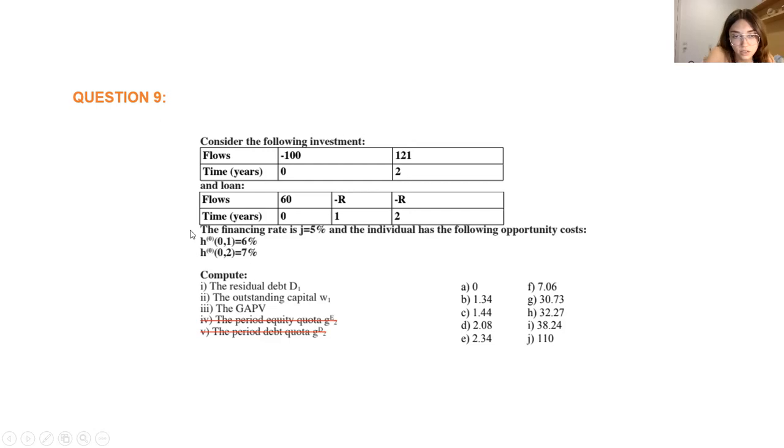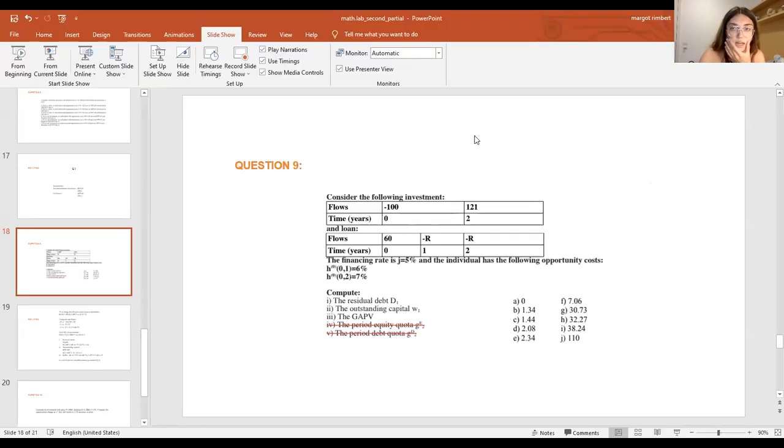So technically, yes, you could compute the opportunity cost from 1 to 2 and then go on with your computation of the period quotas. However, in the paper, they didn't take this into consideration. So the results that they propose are just not correct. So that's why it was just crossed out. Does this exercise make sense, guys?